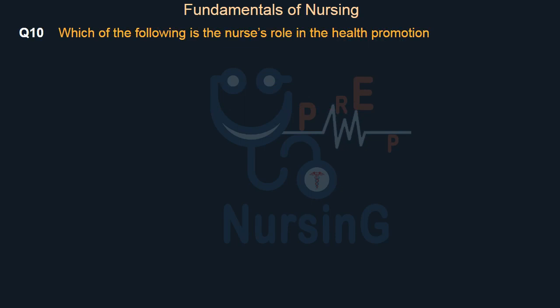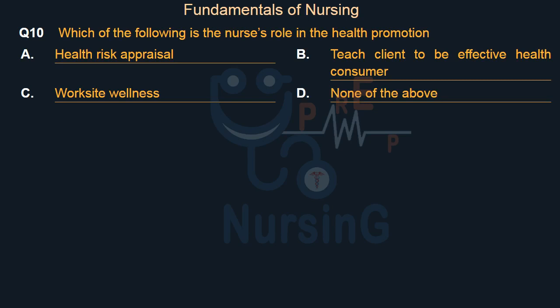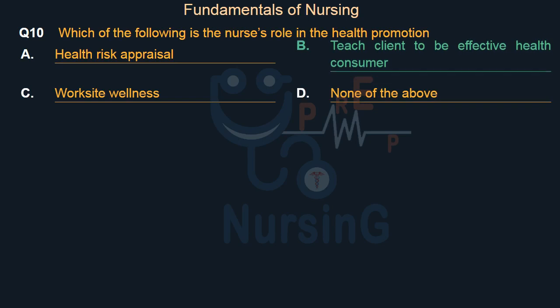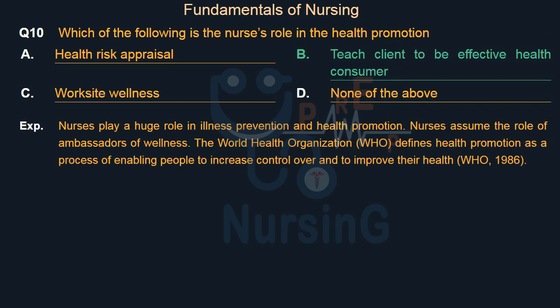Which of the following is the nurse's role in health promotion? Option A, health risk appraisal. Option B, teach client to be effective health consumer. Option C, worksite wellness. Option D, none of the above. Right answer is option B, teach client to be effective health consumer.